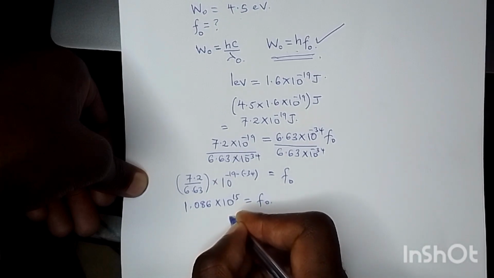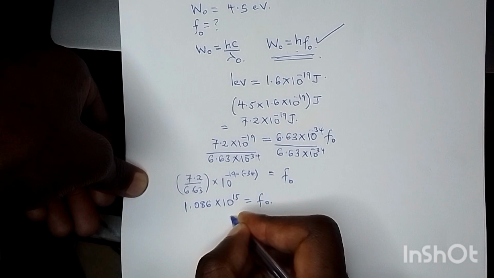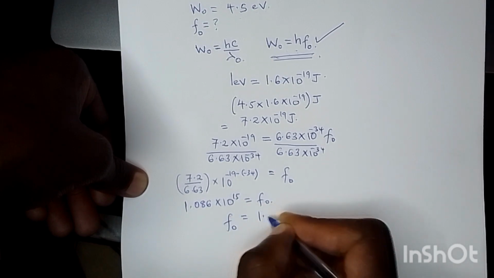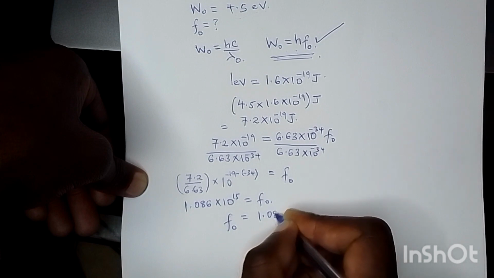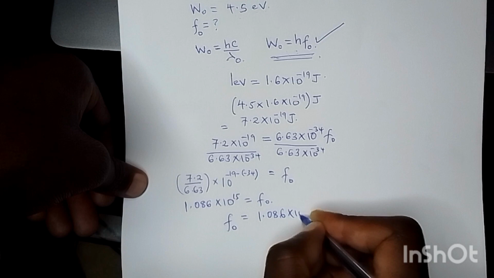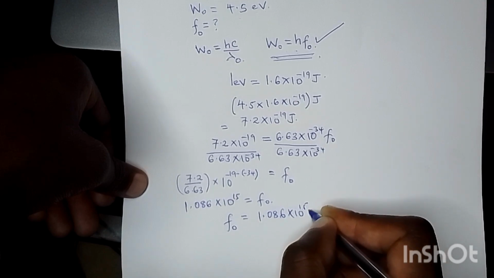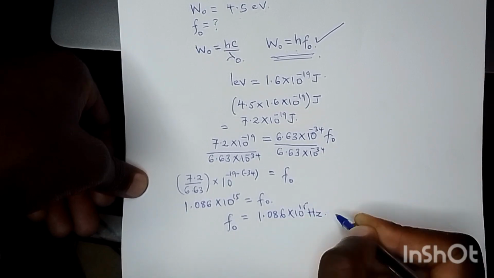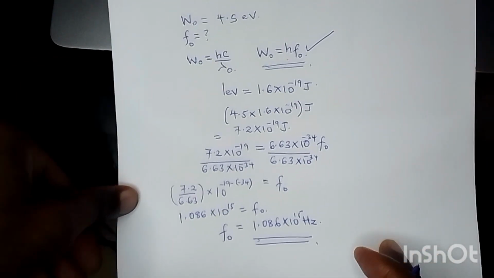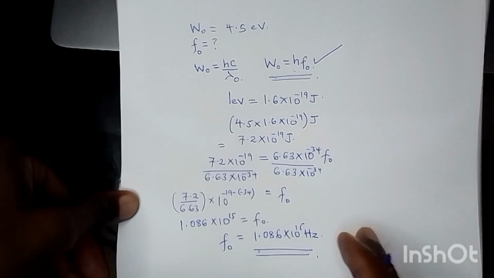So the minimum frequency required here is 1.086 times 10 to the power 15, frequency meaning hertz, the units. That is the answer to part A.